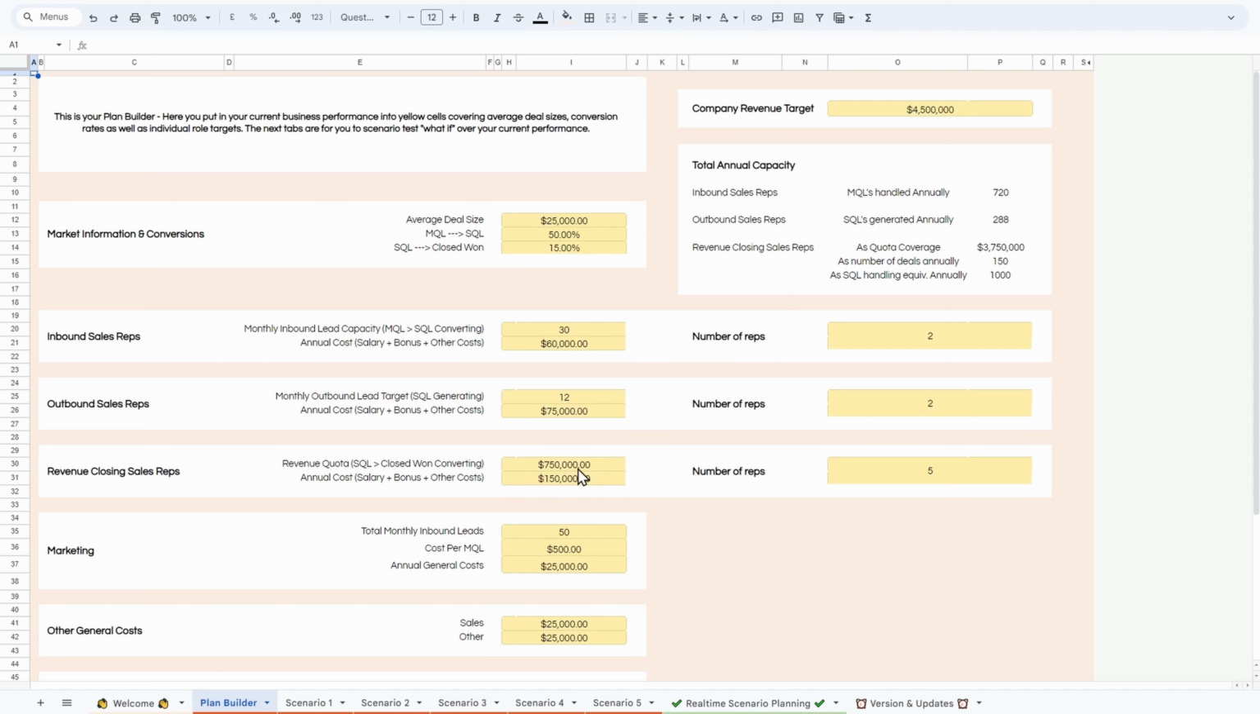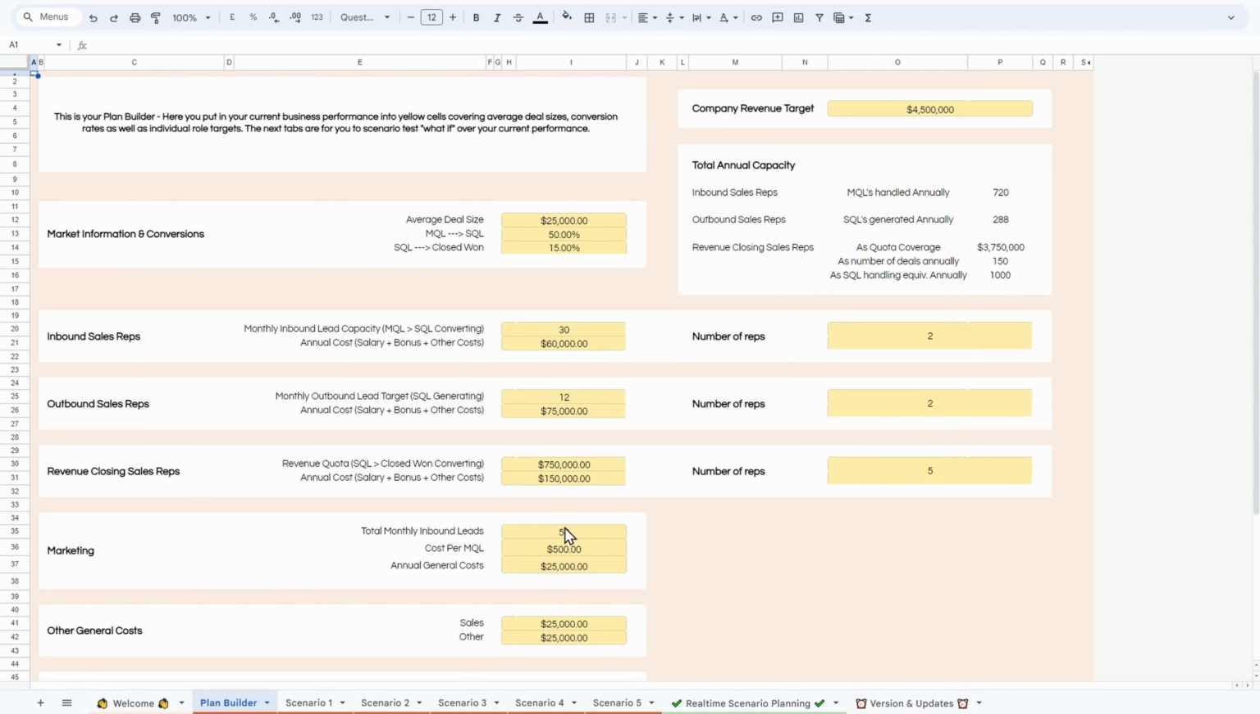Finally, we've got revenue closing reps and their quota. Their quota is a measure of how many opportunities they can handle. So 750,000 here. And that, because we've got 5 reps, gives a quota coverage of 3,750,000. And that equates to 150 deals annually from the 25,000. And based on the conversion rate, that means it's 1,000 leads that they can handle. And that's because we've got 5 reps.